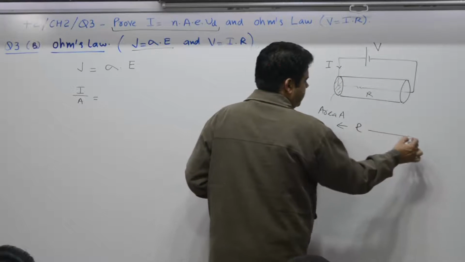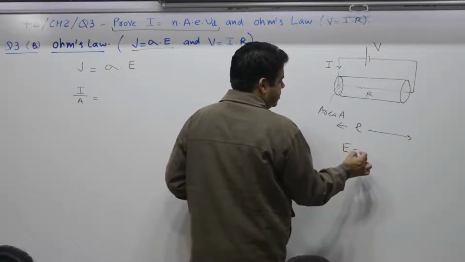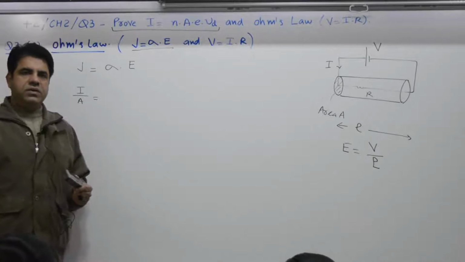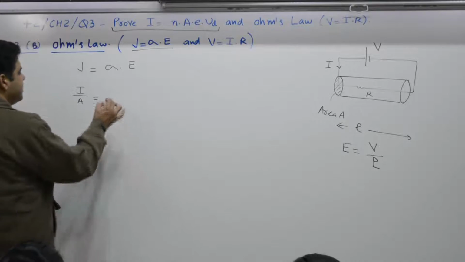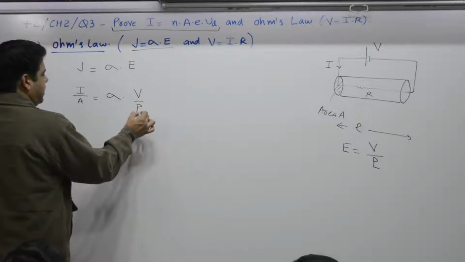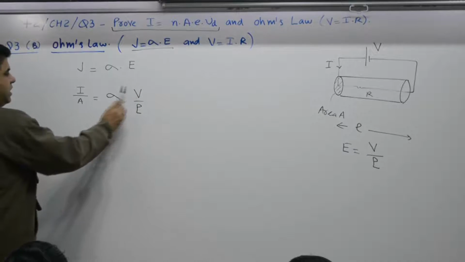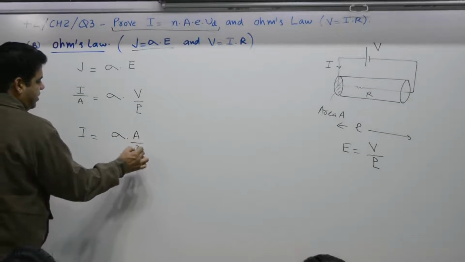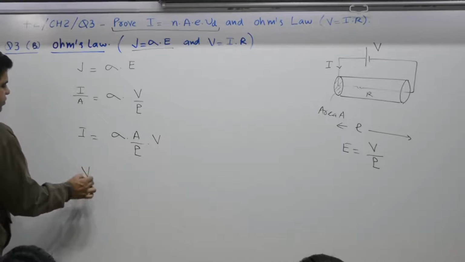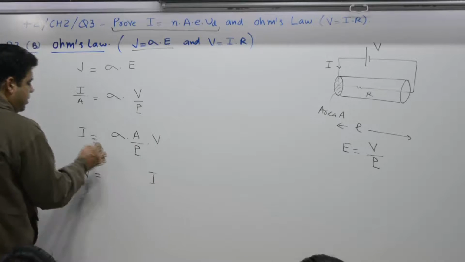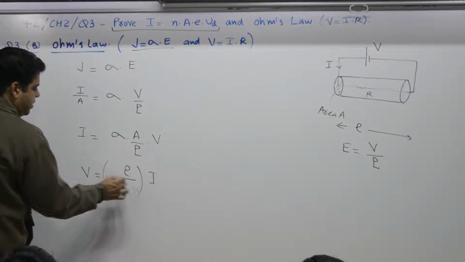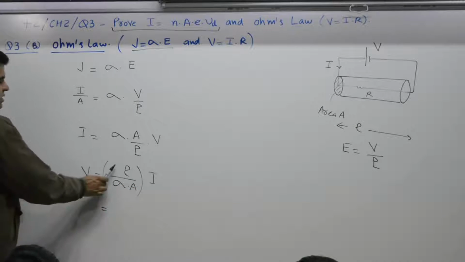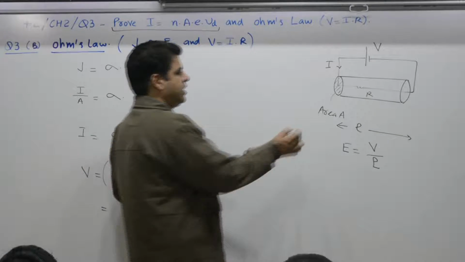If L is the length, the electric field is change in voltage by change in length. E is equal to what? Total voltage divided by total distance, the voltage gradient. It is equal to conductivity times V by L. You want a relationship between V and I. I is equal to conductivity times area divided by length times V. Or you can write it like this also: V is equal to something times I. This is equal to what? L by conductivity times A.